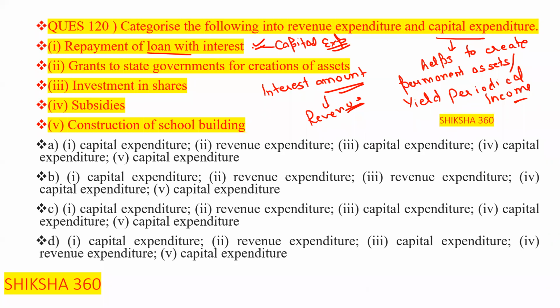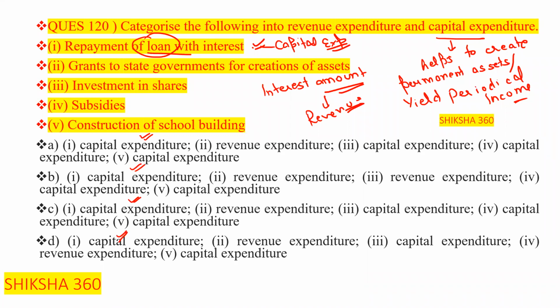Here they are mentioning repayment of loan with interest. That's why we will include it under the capital expenditure. In option A, this is also capital expenditure. In option B also, in option C, in option D. So from the first point we are not able to eliminate any option.